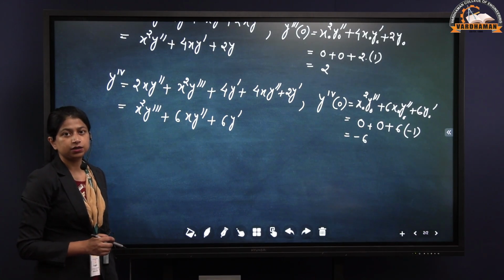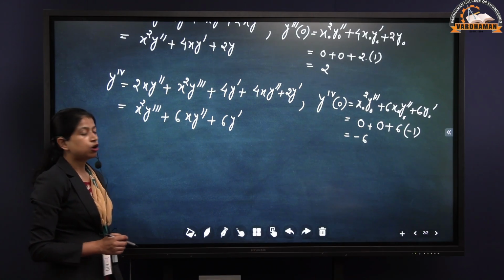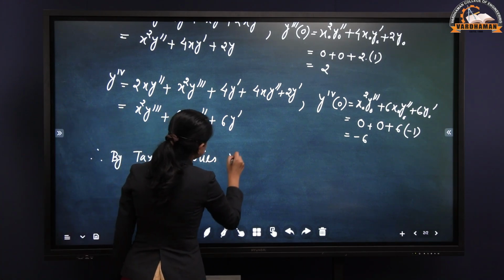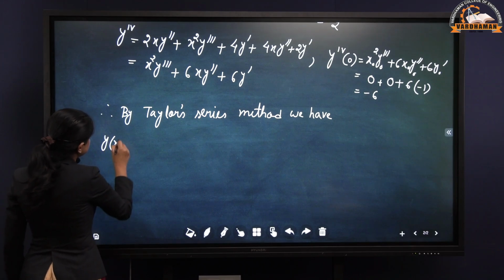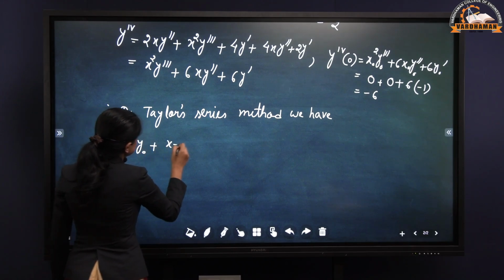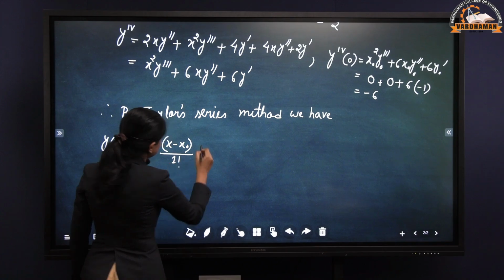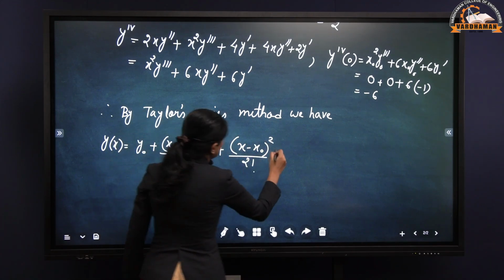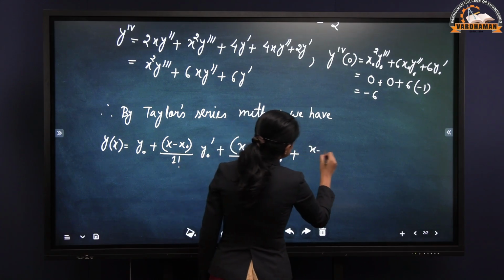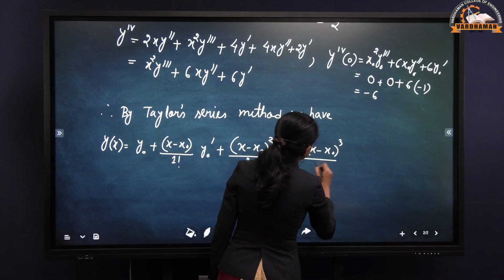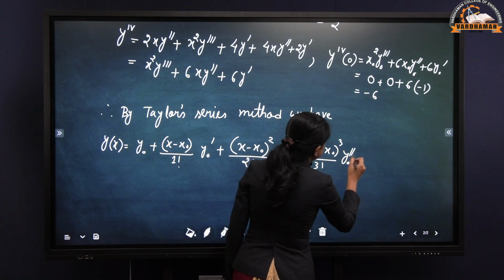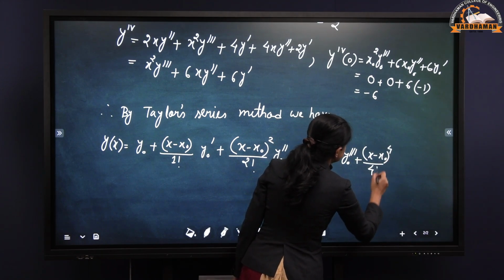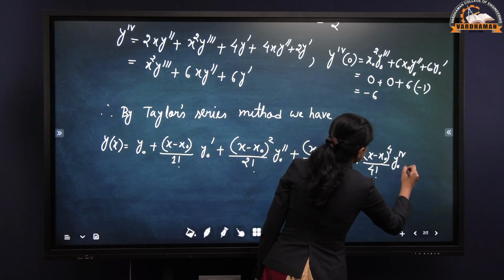Now let us put these values in the Taylor series expansion of y(x). Therefore, by Taylor's series method we have y(x) = y₀ + (x - x₀)/1! y₀' + (x - x₀)²/2! y₀'' + (x - x₀)³/3! y₀''' + (x - x₀)⁴/4! times the fourth order derivative of y₀, plus so on.